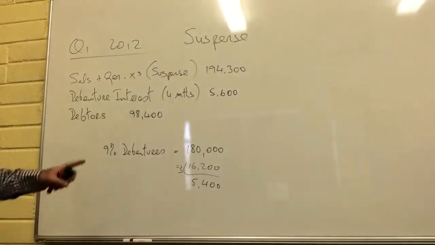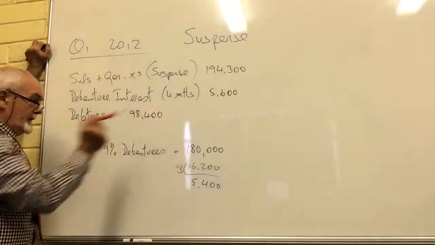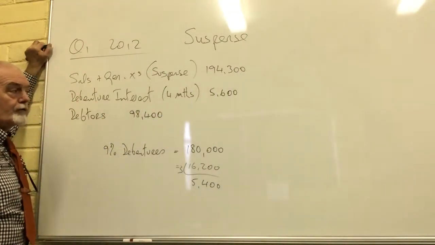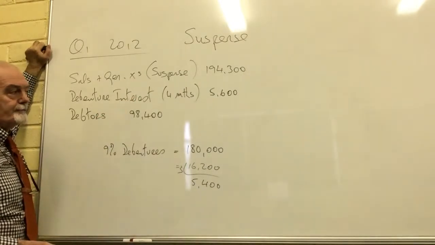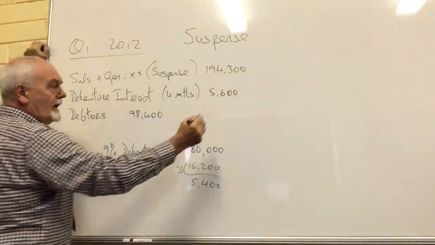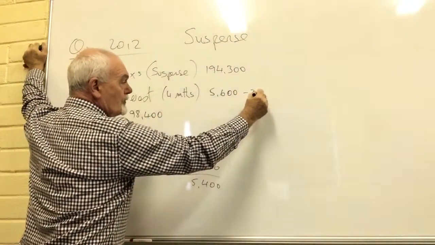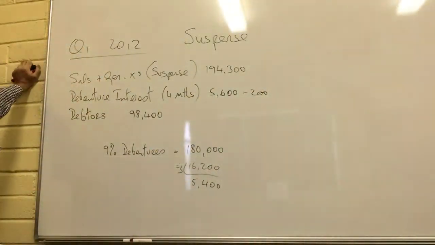So they paid 5,400, so they would have credited the bank with 5,400, and in error they debited the debenture interest with 5,600. So we've got 5,600 up here. That should be only 5,400. So I've got to reduce the 5,600 by 200. Now this is a debit entry in your trial balance, and when I'm reducing it by 200, what I'm doing really is I'm crediting this account with 200.